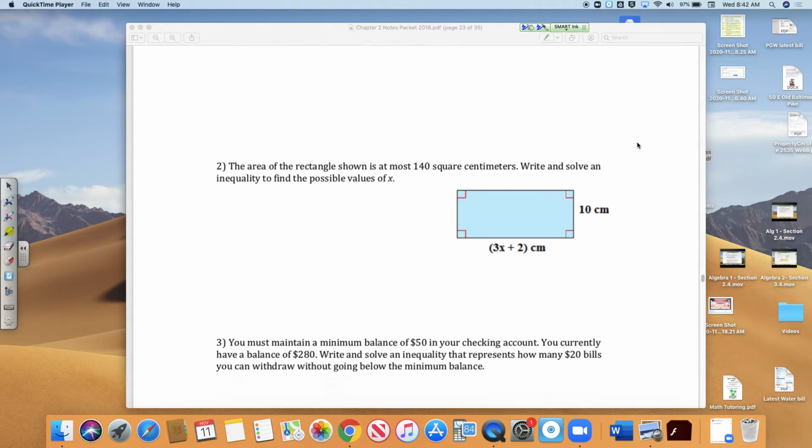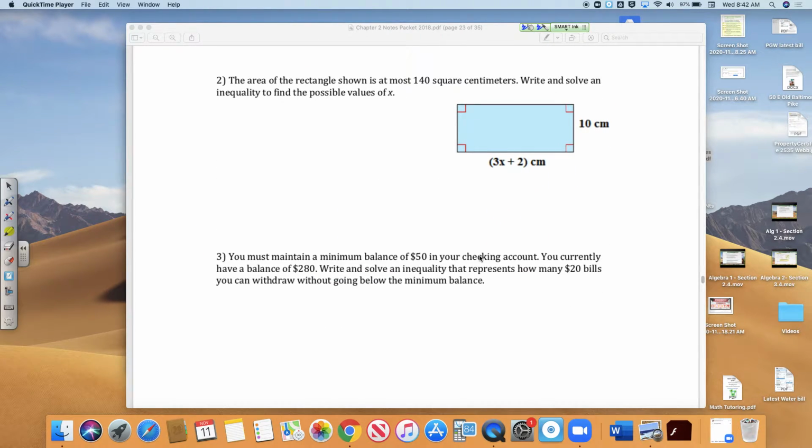Number 2 is another application problem. It says that the area of the rectangle shown is at most 140 square centimeters. Write and solve an inequality to find the possible values of x. Well, how do you find the area of a rectangle? What do you do? Area of a rectangle.